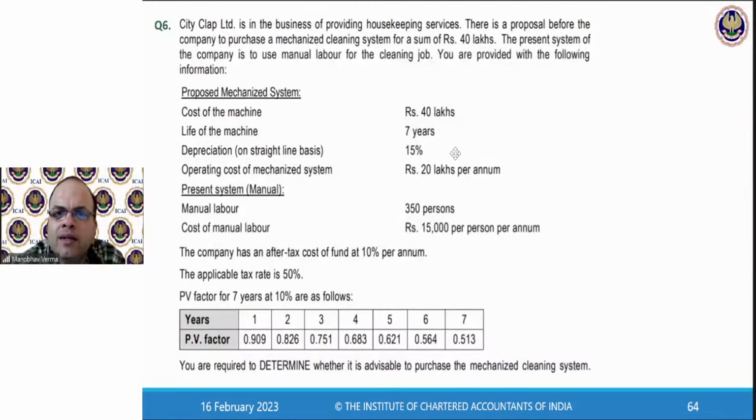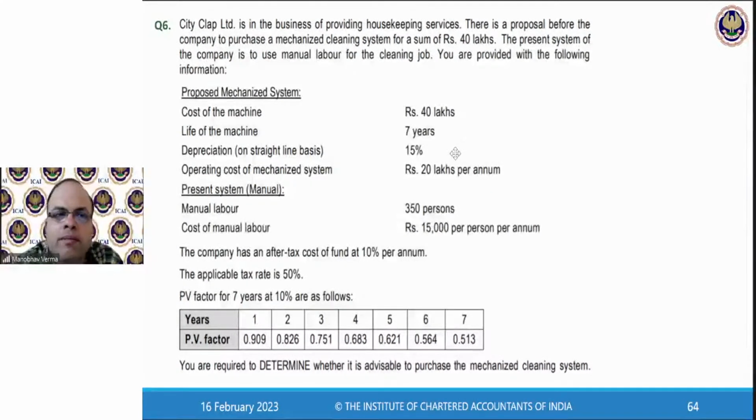So City Clap, right? There is a proposal to purchase a mechanized cleaning system for 40 lakhs. The present system of the company is to use manual labor for cleaning, which is very tedious. You are provided with the following information. Proposed mechanized system: cost of machine 40 lakhs, life of the machine is 7 years, depreciation on straight line at 15%. Operating cost of the mechanized system is 20 lakhs per annum.